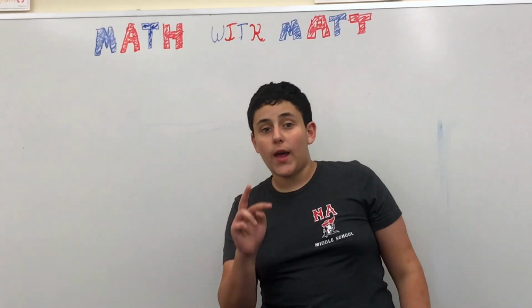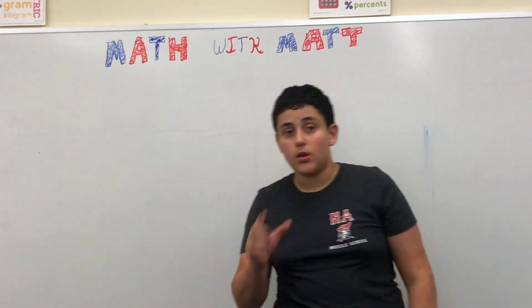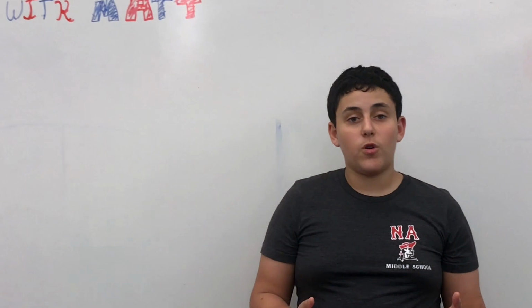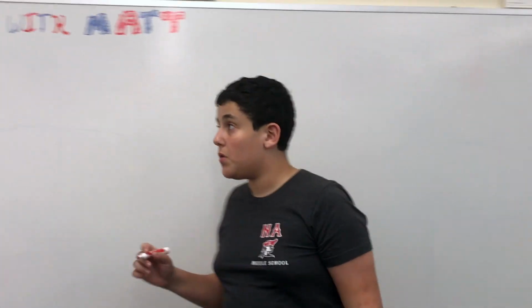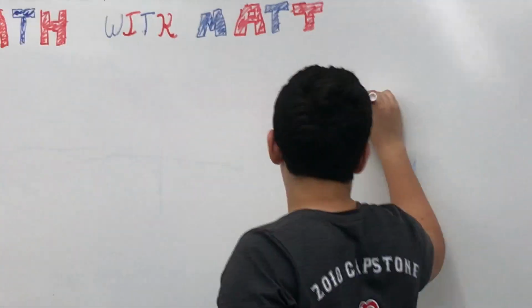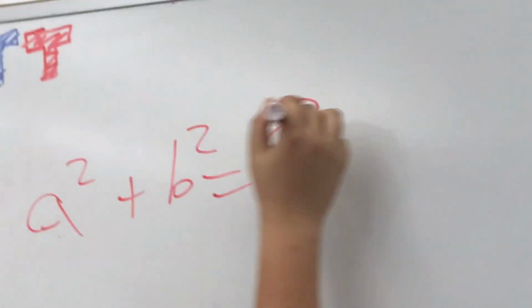When you have two legs in a right triangle and one hypotenuse, the two legs must make a 90-degree angle. Before we get into more detail, there's one very important formula which you have to know, and it's a squared plus b squared equals c squared. So if a given problem is missing the value of the hypotenuse, what would you do?